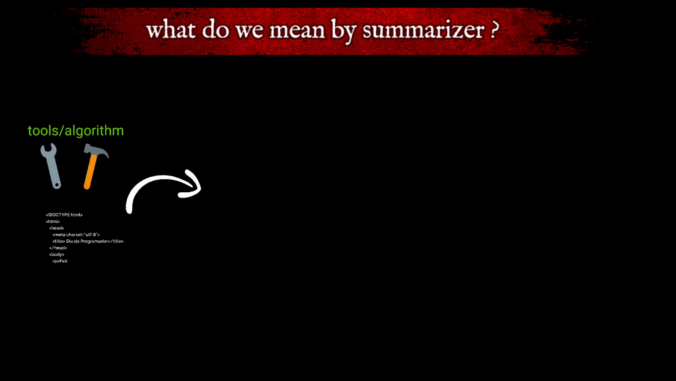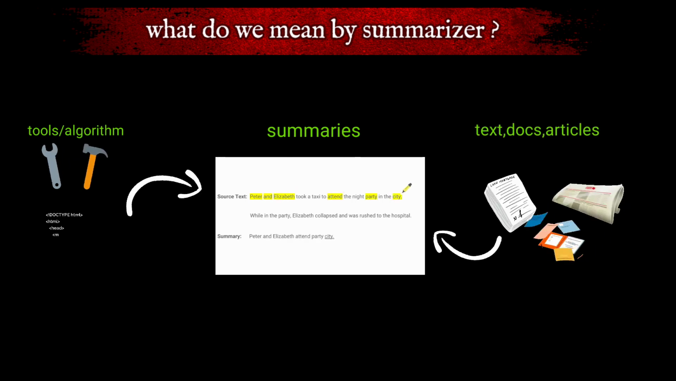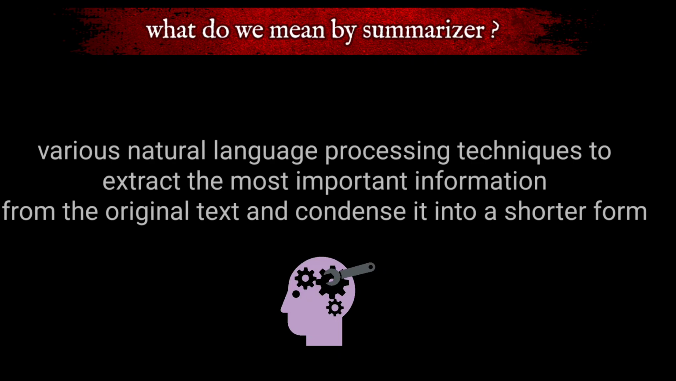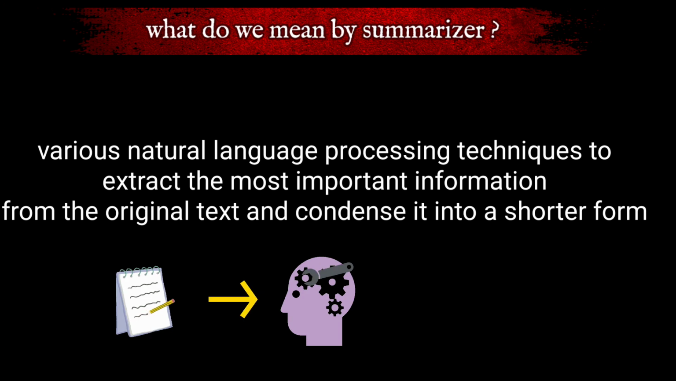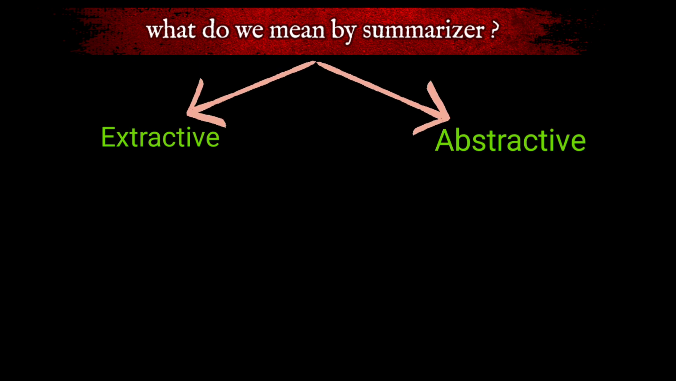First, let's understand what we mean by summarizer. A summarizer is a tool or algorithm that automatically generates concise and coherent summaries of longer text, documents, or articles. It uses various natural language processing techniques to extract the most important information from the original text and condense it into a shorter form.